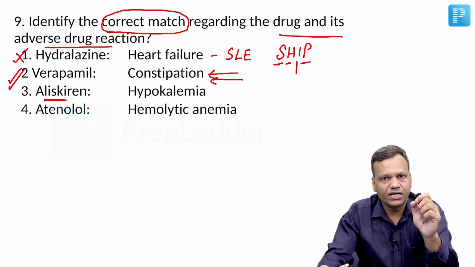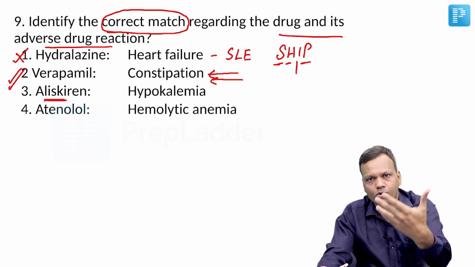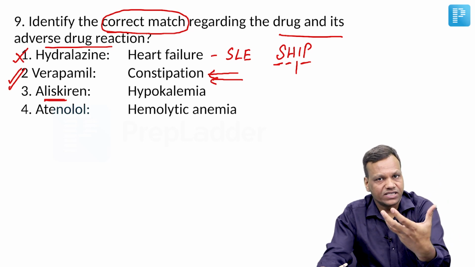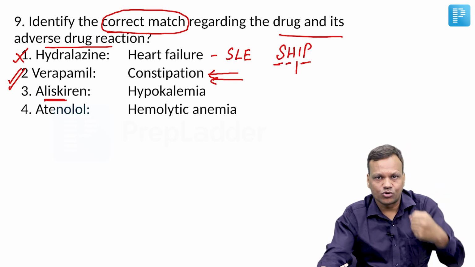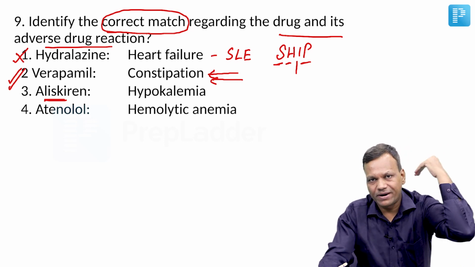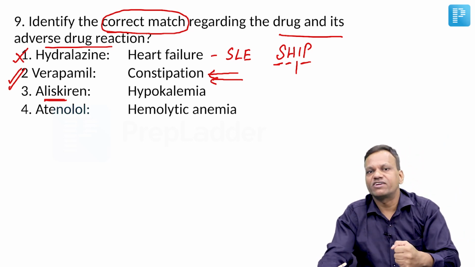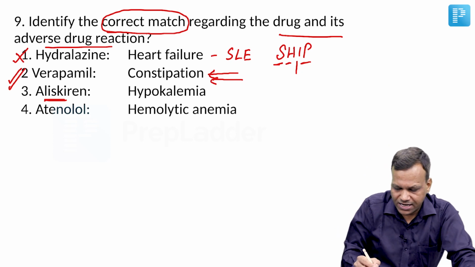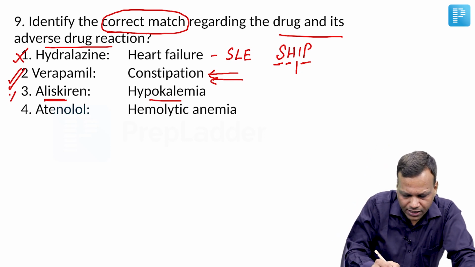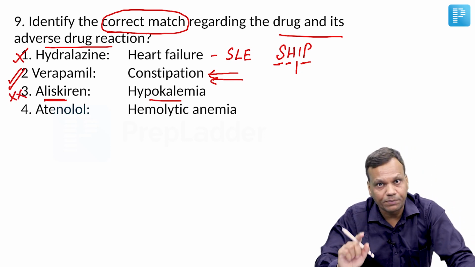Aliskiren is a renin inhibitor, and the renin angiotensin pathway we know, they secrete aldosterone that will retain sodium and remove potassium. So if we inhibit this pathway, potassium cannot be removed, so potassium will be retained. That will result in hyperkalemia. Aliskiren causing hypokalemia is wrong. Aliskiren will rather cause hyperkalemia.